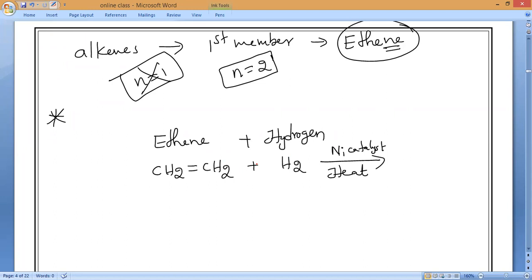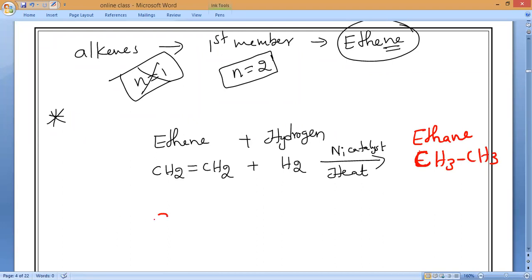So if I heat ethene in the presence of a nickel catalyst with hydrogen, we are going to get a compound. What is the compound we'll get? Everybody? CH3 single bond CH3. Yes, we will get ethane, that is CH3 single bond CH3.